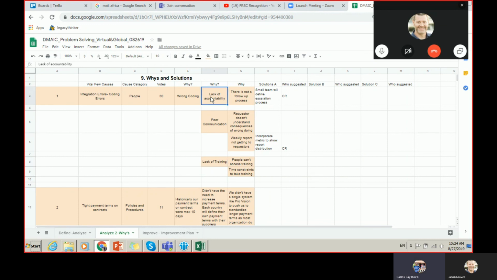Okay, why is there lack of accountability? Well, because there's not a follow-up process established. Why do we have poor communication? Because the requester doesn't understand the consequences of wrongdoing, and because the weekly report is not getting to the requesters. Okay, and then lack of training. Well, people can't access the training because they don't have access to eCampus, and there's time constraints to take the training. So here the idea is you are digging deeper into each of those causes, right?